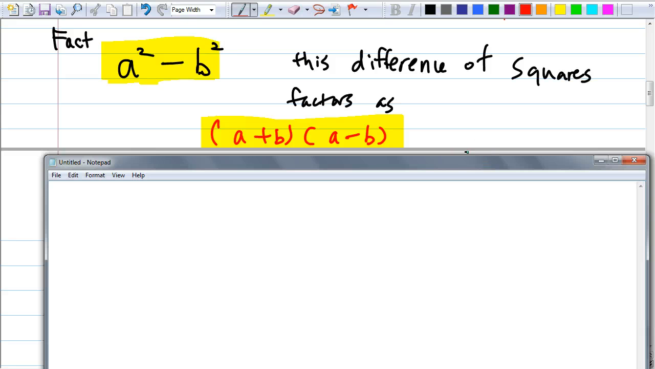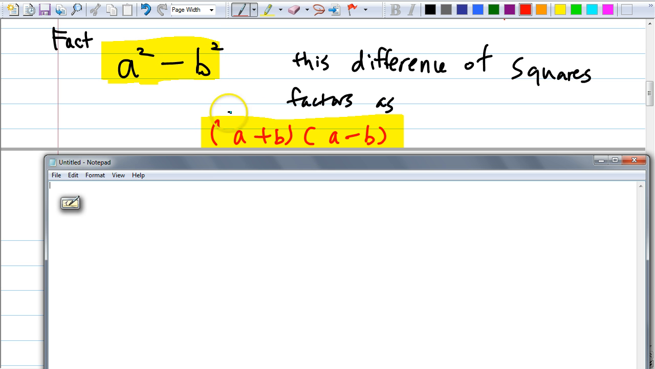Yeah, some of you said something interesting. If I multiply a plus b times a minus b, wasn't that a squared minus b squared? Right? That's how I know that this difference of squares factors as a plus b times a minus b. Does that make sense, guys? Do you see what I'm trying to say? How do we know that a squared minus b squared factors to this?